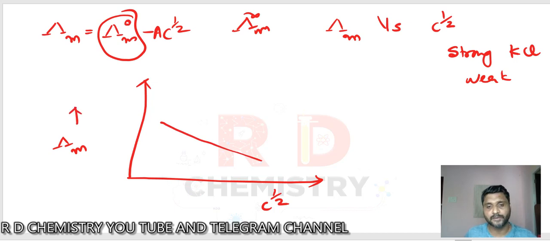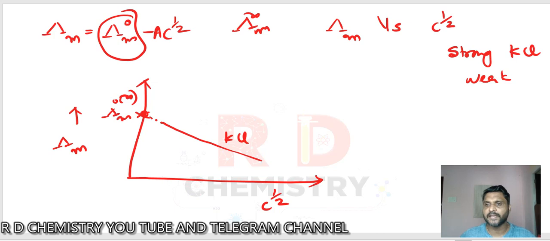When the dilution takes place, concentration decreases. Suppose I extrapolate this one. On the y-axis, I'm going to get lambda m0 or lambda m infinity. So I can find out the molar conductivity at infinite dilution from the graph here. This is for potassium chloride.